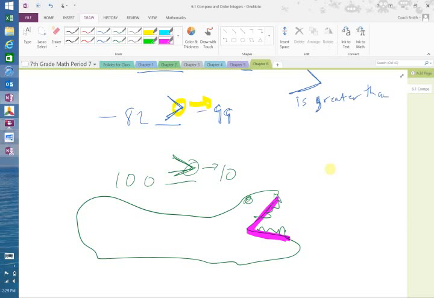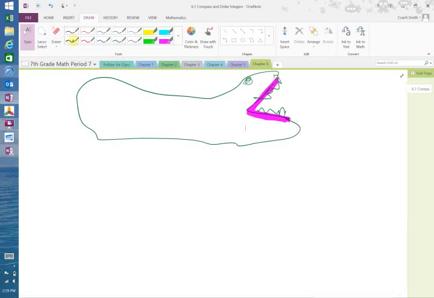All right, now, focus. I want you to open your books to page 253. Open your books to page 253 so we can do some example problems. Points to the smaller number.